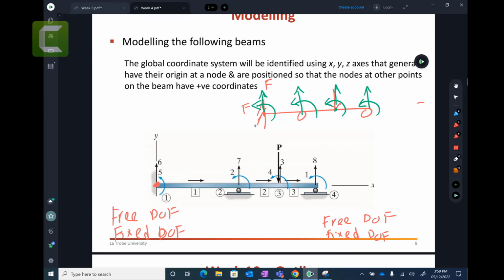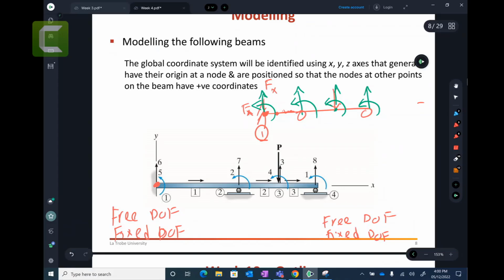So at node number 1, you have 2 fixed degrees of freedom, which, let me put X here, you can represent as fixed. So there are 2 fixed degrees of freedom. Don't be confused: I'm just talking about the point where it is supported. It doesn't mean all these points are fixed. No, in between they are not fixed; they are free to rotate and free to displace.